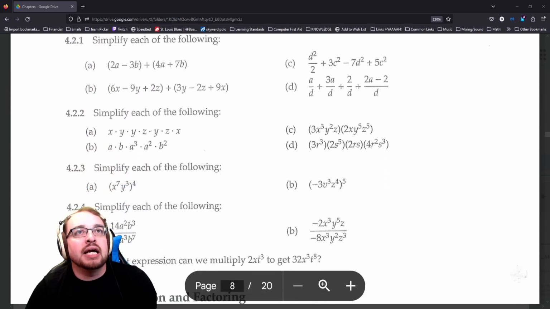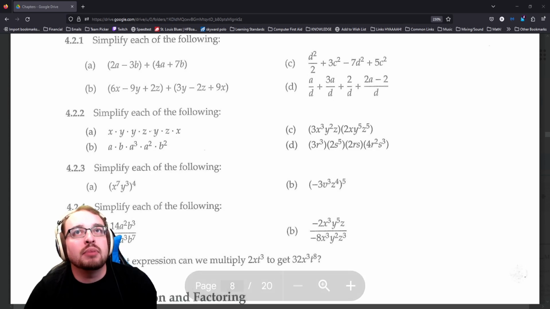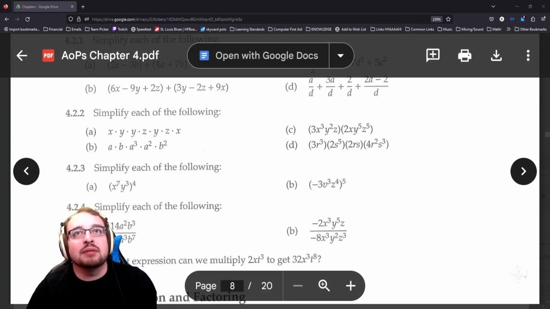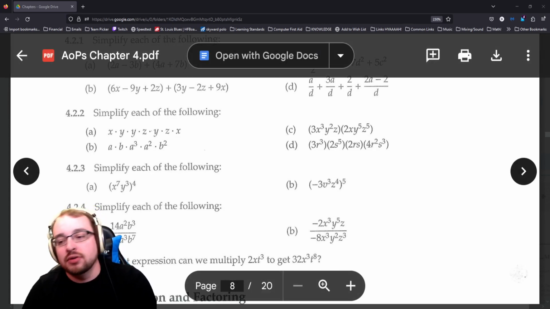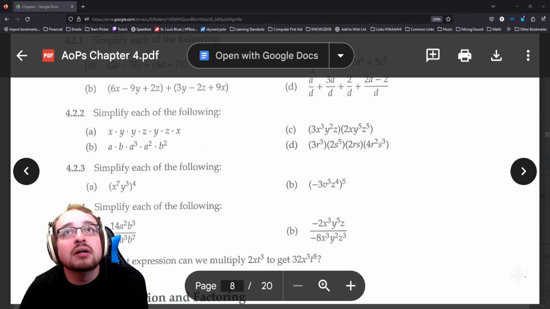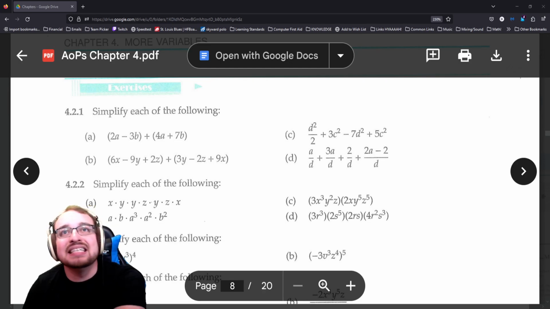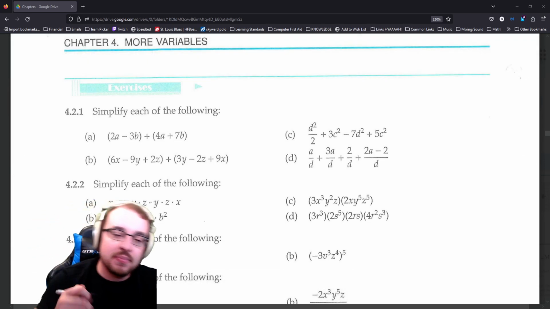There we are. And 4.2.1 part D is the part I think a lot of people are getting screwed up by. So that part D, or not part D, where is it? C and D. C and D are the ones that are getting screwed up by.